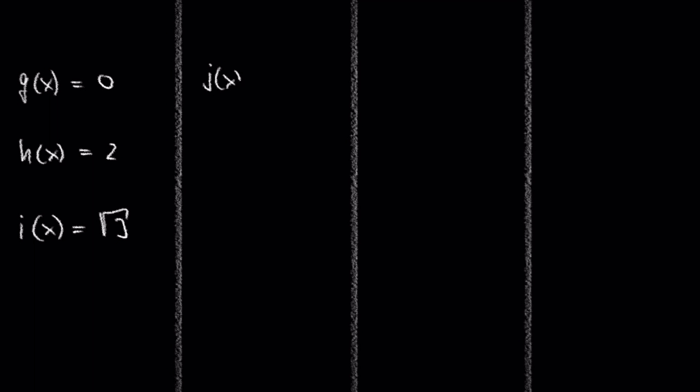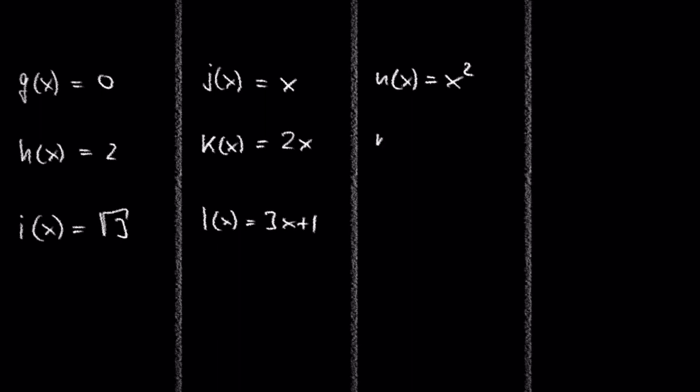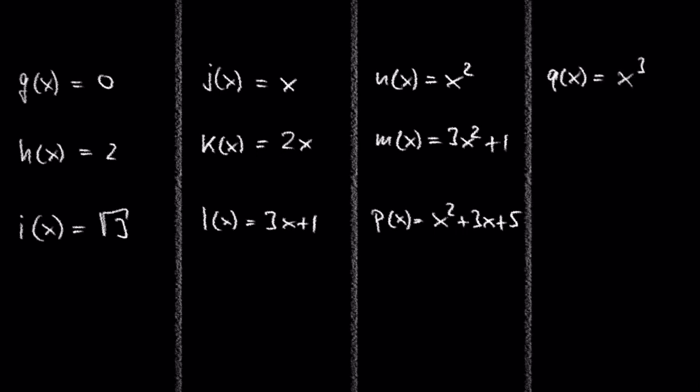Let's say we have the functions g of x equals 0, h of x equals 2, i of x equals the square root of 3, j of x equals x, k of x equals 2x, l of x equals 3x plus 1, n of x equals x squared, m of x equals 3x squared plus 1, p of x equals x squared plus 3x plus 5, q of x equals x cubed, r of x equals 2x cubed, and s of x equals 4x cubed plus x squared.